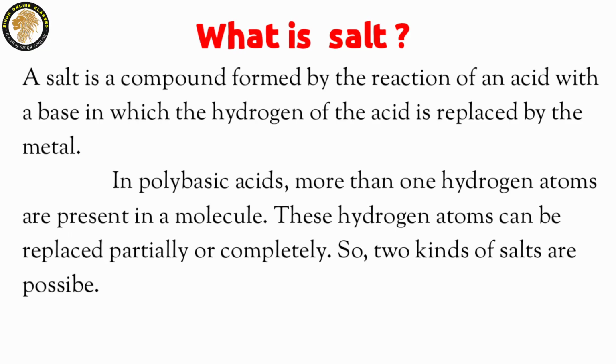A salt is a compound formed by the reaction of an acid with a base in which the hydrogen of the acid is replaced by the metal. So let's take some examples here. In polybasic acids, meaning more than one hydrogen present in a molecule, these hydrogen atoms can be replaced either partially or completely. So two kinds of salts are possible here.